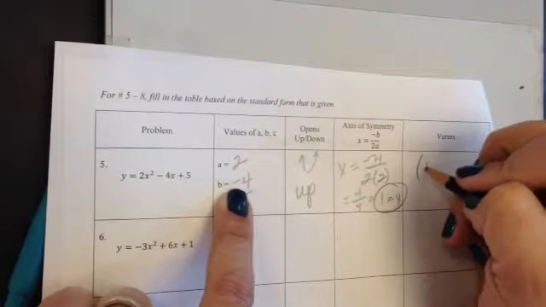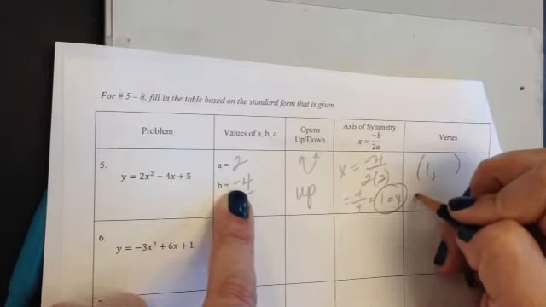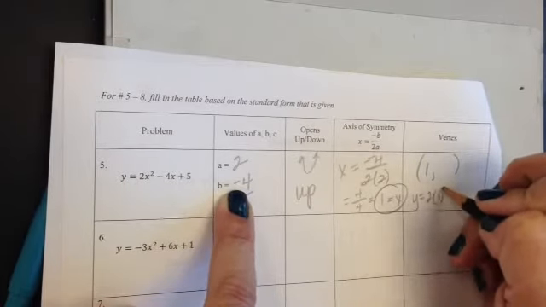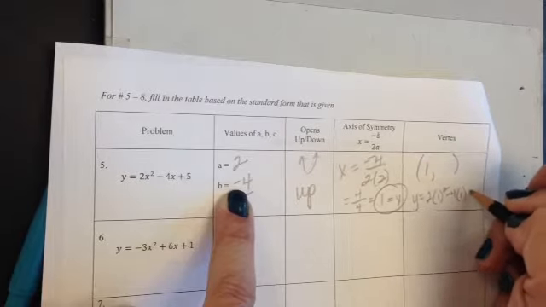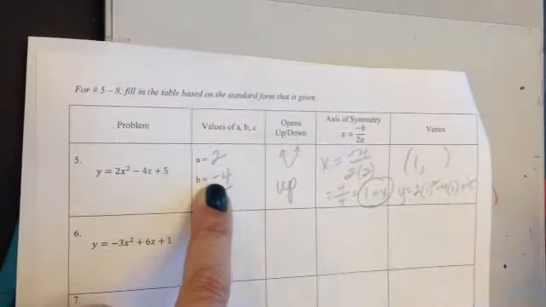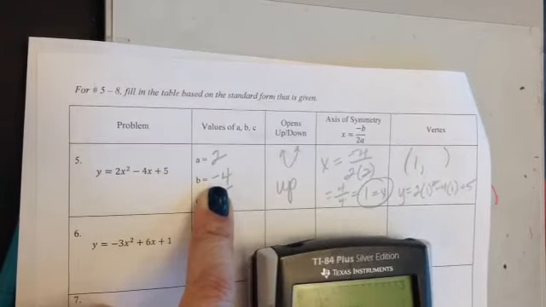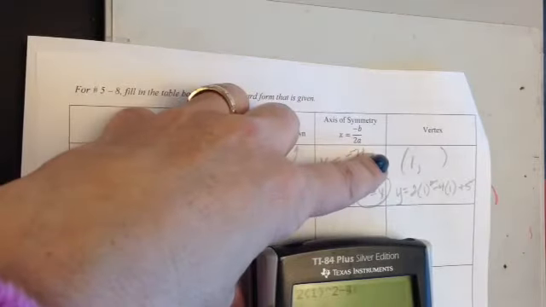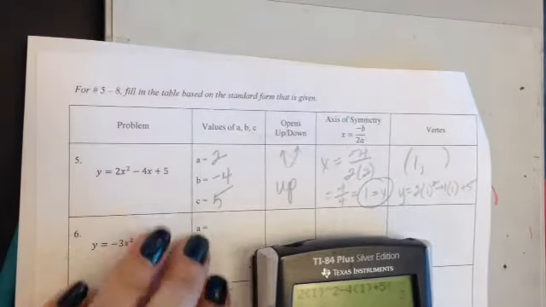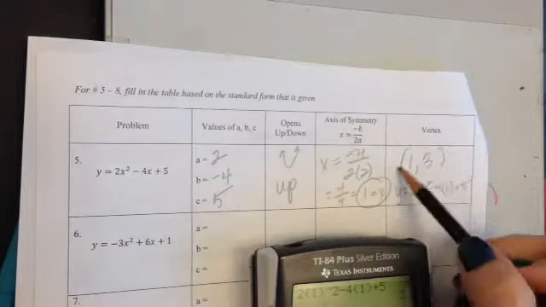Then to get the vertex, I know that x is equal to 1. Y is going to be equal to 2 times 1 squared minus 4 times 1 plus 5. I can go into my calculator for this. Might as well just put it on my main screen. 2 times 1 squared minus 4 times 1 plus 5. The vertex sits at (1, 3).